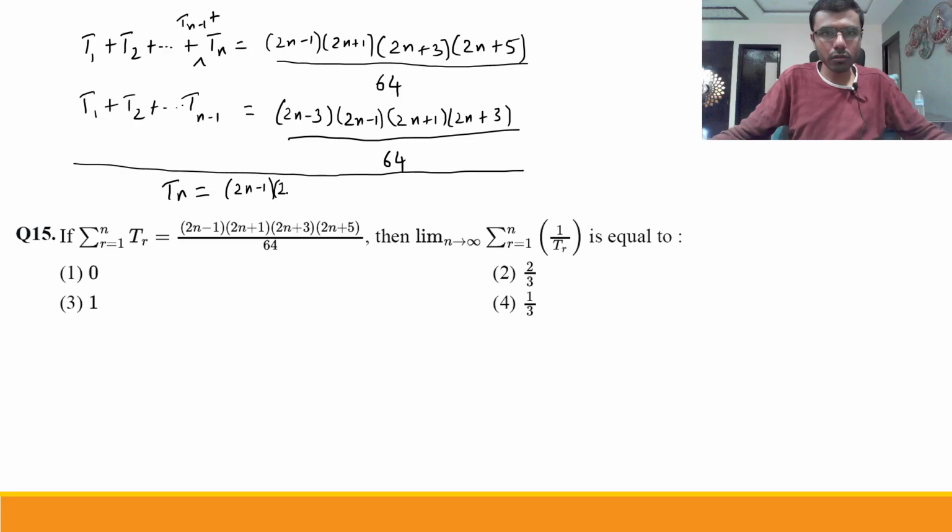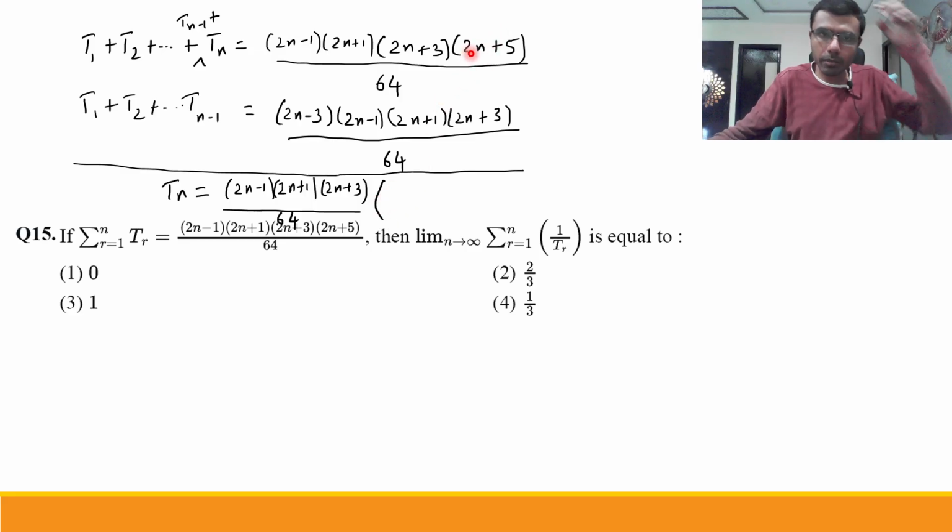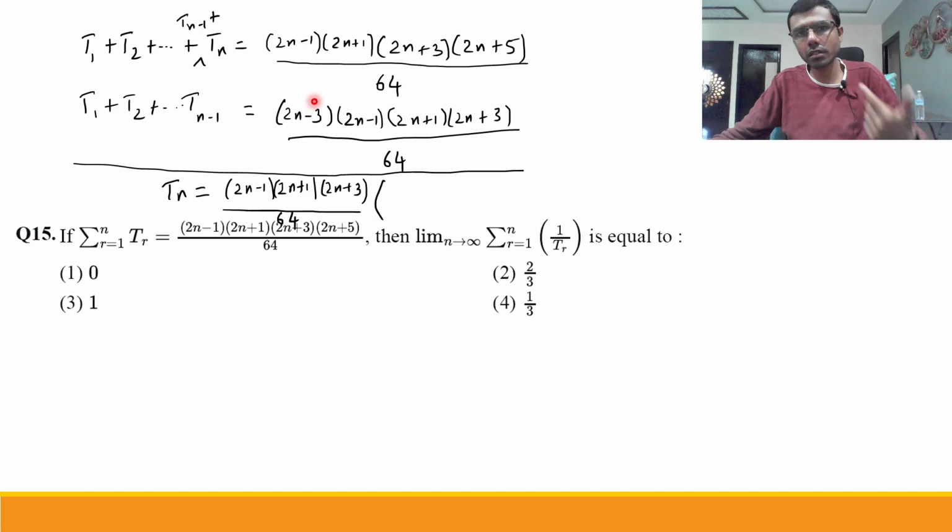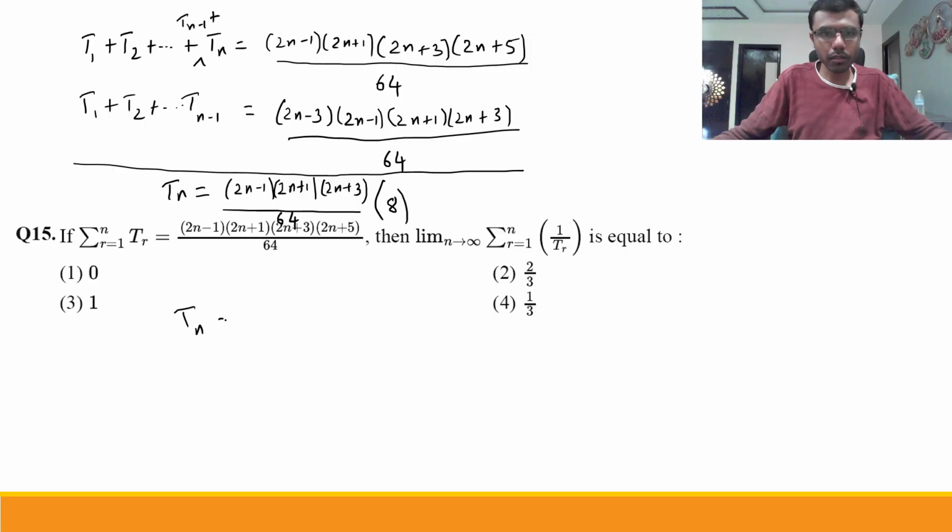2n minus 1 into 2n plus 1 into 2n plus 3 by 64. If I take common, what would I remain with? 2n plus 5 minus 2n minus 3. So 2n plus 5 minus of 2n minus 3, that is minus 2n and plus 3. So 5 plus 3 should be 8. It would be 8. So my nth term is going to be 8 ones are 8, eights are, so 2n minus 1 into 2n plus 1.